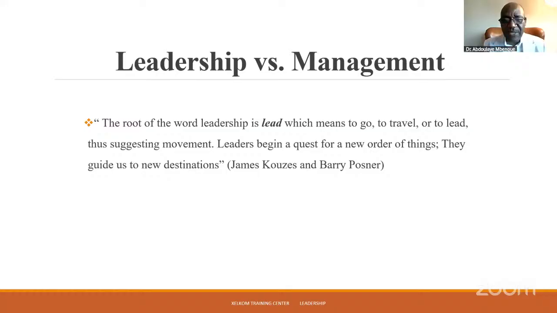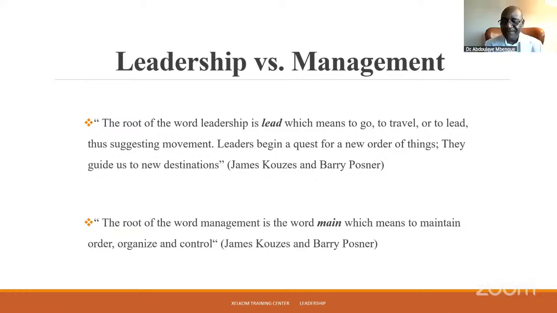If you look at the roots of the word leadership, it's lead, which means to go, to travel. It's just movement. It's a quest for a new order of things. See the challenge about being a leader. You are going to the unknown, to uncharted territory, unseeable. That part makes leadership. Now look at the roots of the word management. It means to maintain. It means that you maintain order, you organize and you control. And you see the key difference.